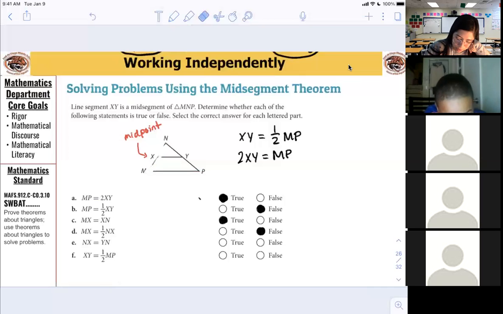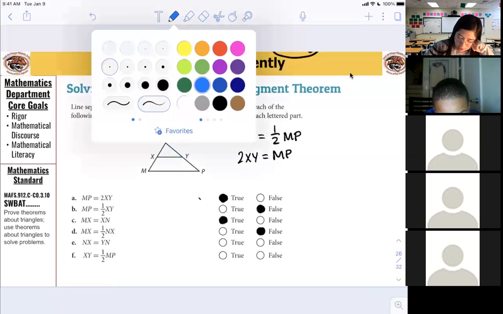And last two, E, NX is equal to YN. False. So NX and YN, are those two equal? False. How do we know that's false? Do we know anything about whether these two are equal? No, we don't. Okay, good. So that's false.